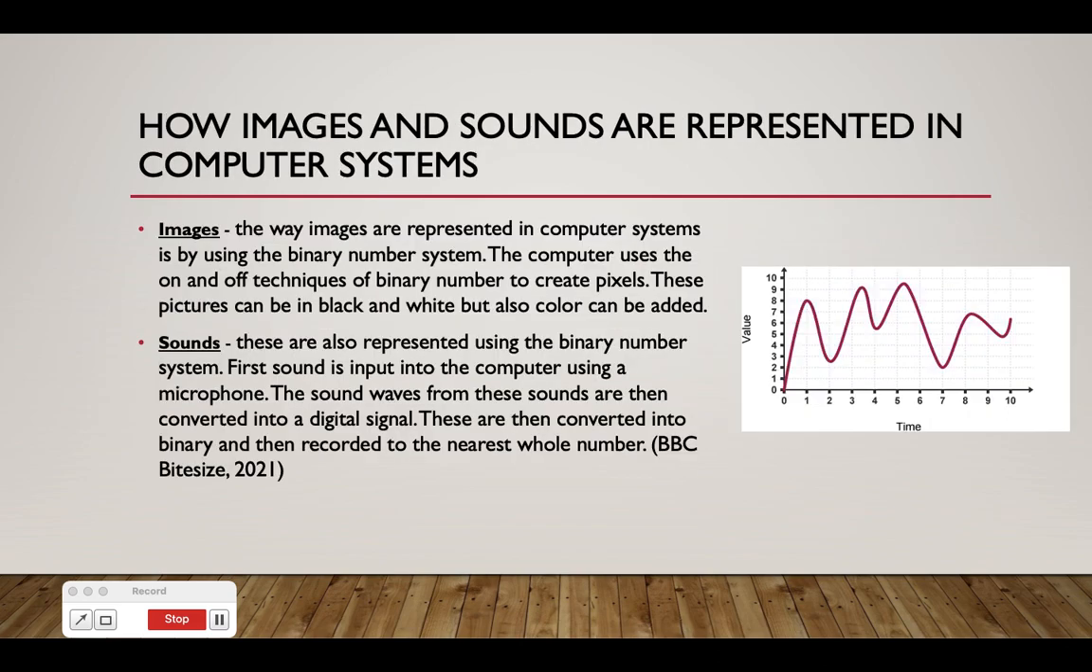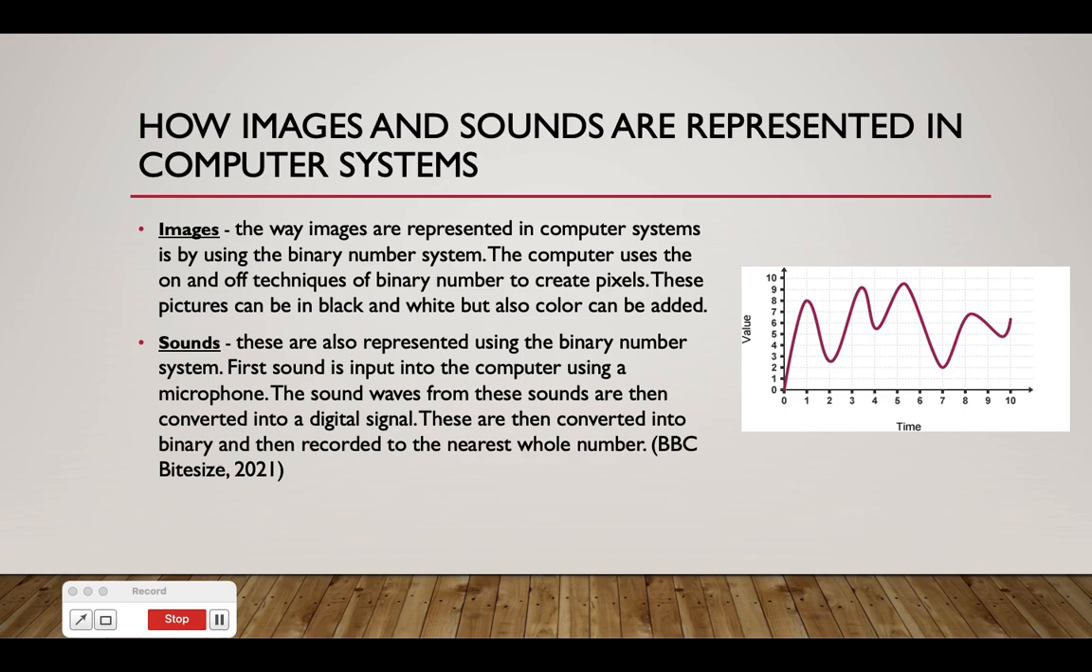been encrypted. So now we're going to talk about how images and sounds are represented in computer systems. The way images are represented in computer systems is by using the binary number system. So the computer uses the on and off states of binary numbers to create pixels, representing 1 and 0. And the pictures can be in black and white, but also color.